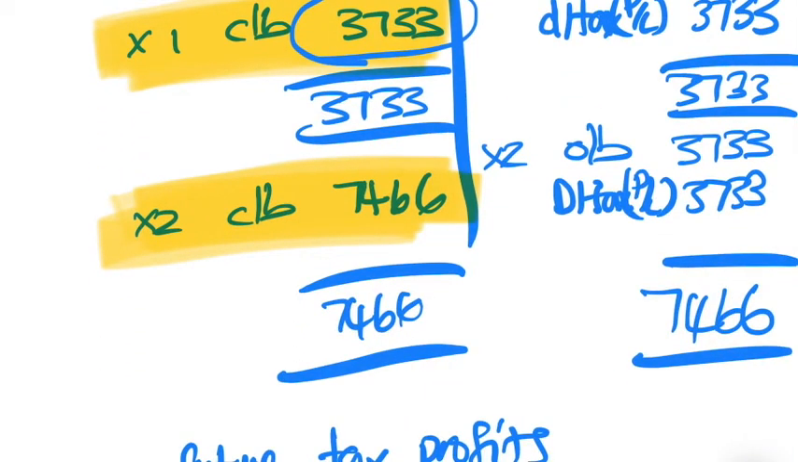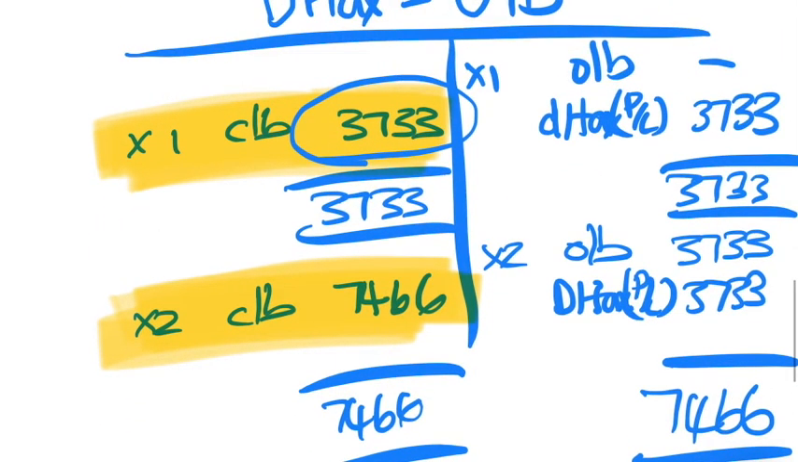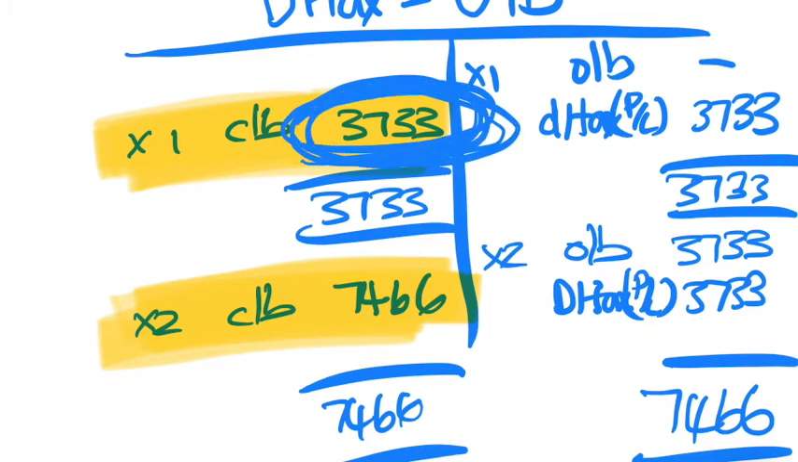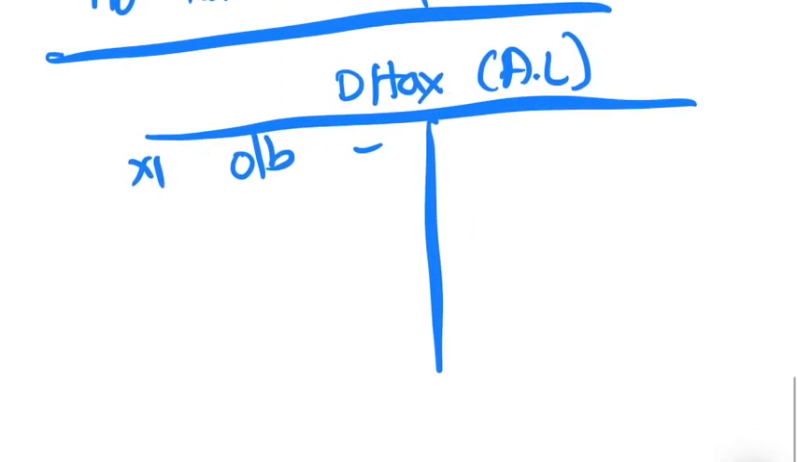However, if we are not able to demonstrate that there are going to be future tax profits, then we're limited to the temporary differences, the taxable temporary differences that we have, which means that we can only recognize a deferred tax asset up to 3733.